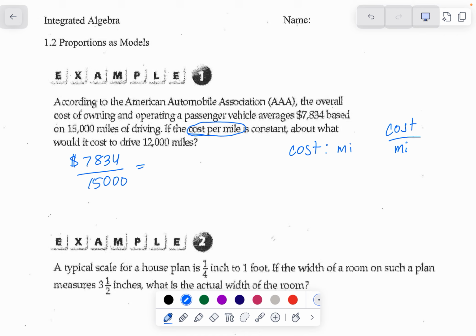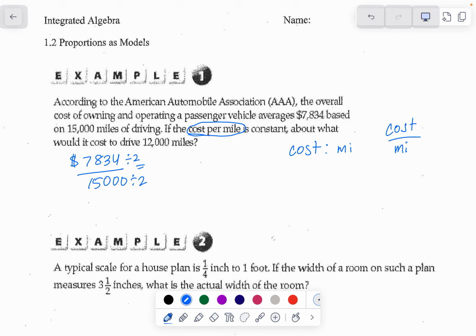Now, let's put that into a calculator so that we can get a scale that is reduced as much as possible. So 7,834, ABC button, 15,000, reduces down. Oh, it doesn't reduce down completely. Let's do it ourselves. 7,834 divided by 2. It just divides by 2. That's it, I think. Yeah, it just divides by 2.